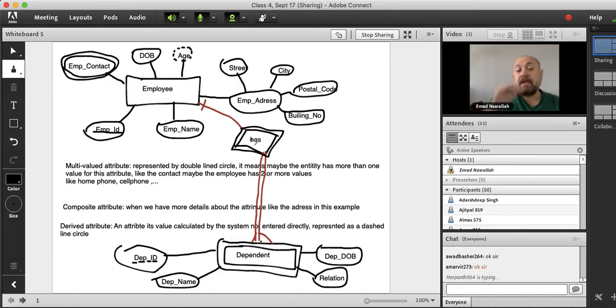Now, whenever we go to the system, if I want any dependent from here, how can I search for the dependent? By the employee ID with the dependent ID. Not the dependent ID alone. No, both. Employee ID with the dependent ID. Together, yes.